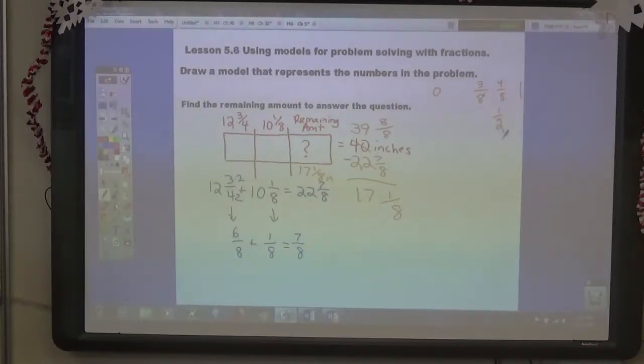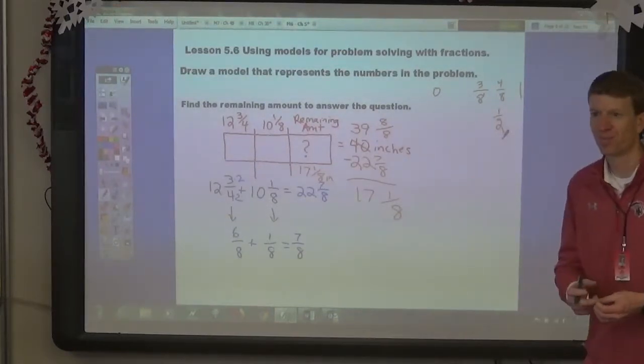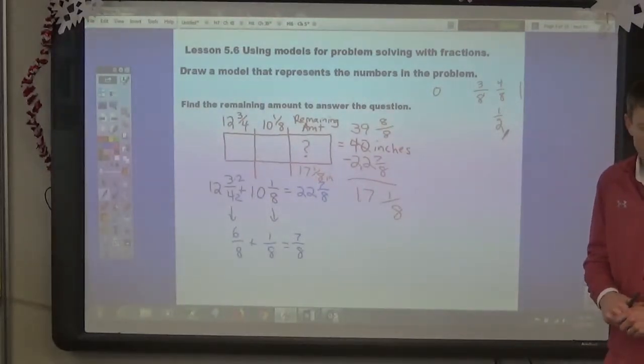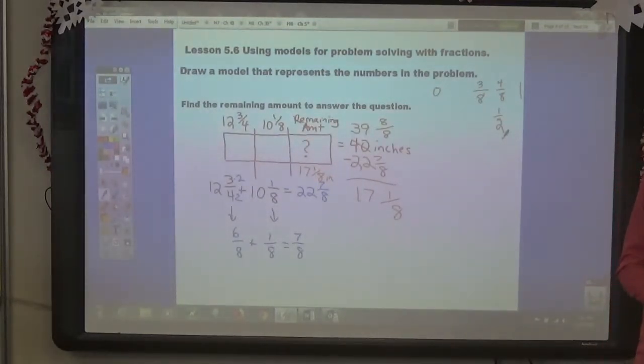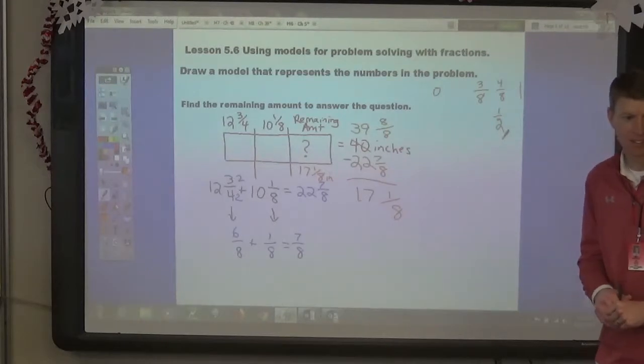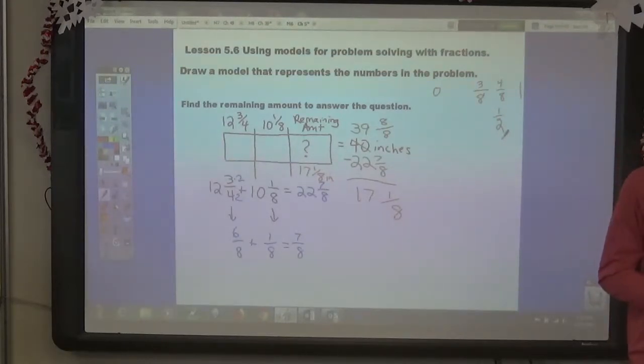So go ahead and write that down. Yes, you only need 11. That's on the homework. That's what we're doing. You only need 11, and we have 17 and 1/8 inches.